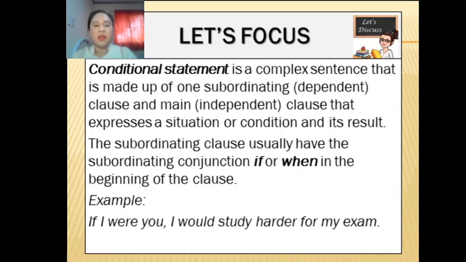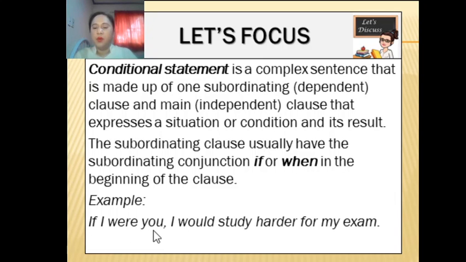So a conditional statement is a complex sentence that is made up of one subordinating or dependent clause and a main clause or independent clause that expresses a situation or condition and its result. The subordinating clause usually has the subordinating conjunction if or when in the beginning of the clause. We have used the word clause several times. So what is a clause? A clause is a group of words that is composed of a subject or a noun, and a verb or a verb phrase. Let's take a look at the example.